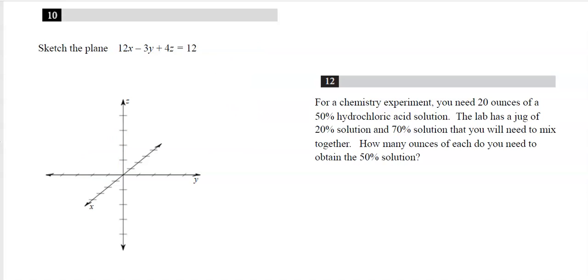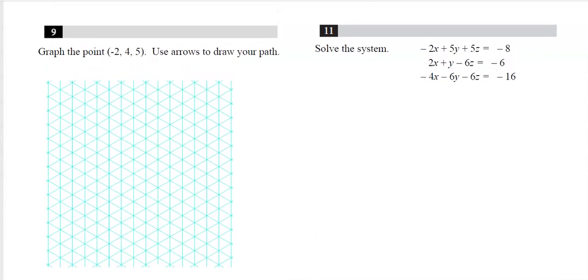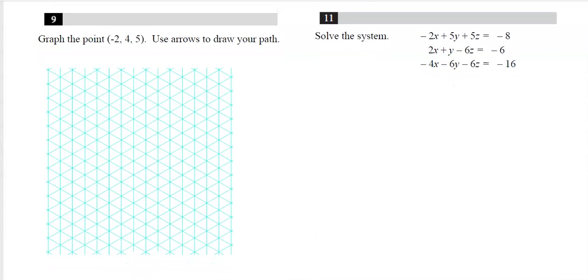All right, number 11. Big dog. So this one is solving a 3 by 3. My first goal is to turn this 3 by 3 into a 2 by 2. So I need to choose a letter to eliminate, get it down to a 2 by 2, and then solve the 2 by 2. I'm going to write the 2 by 2 over here.